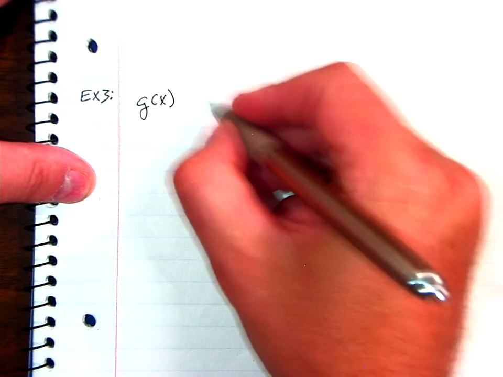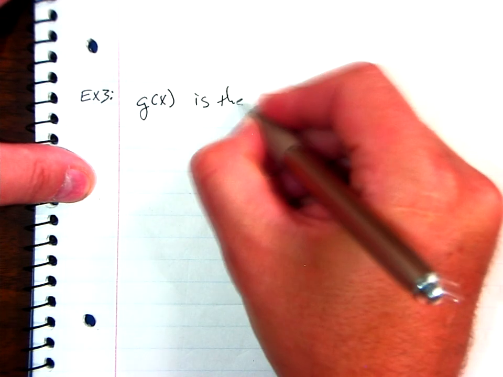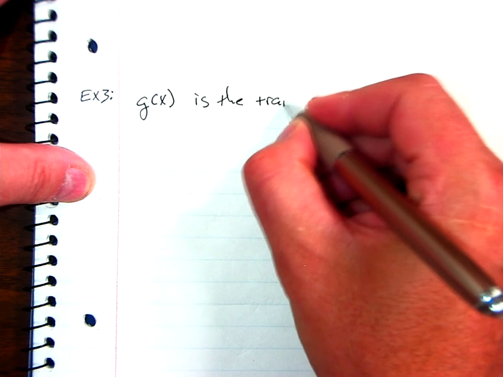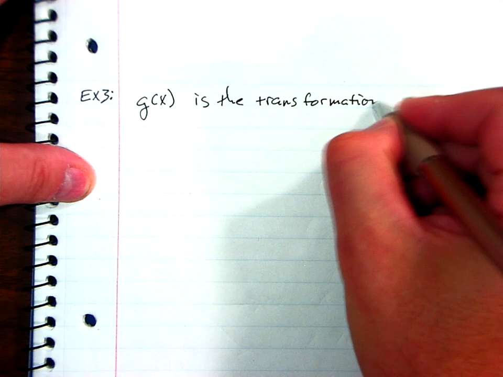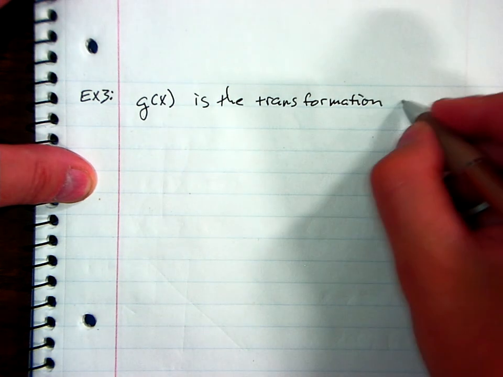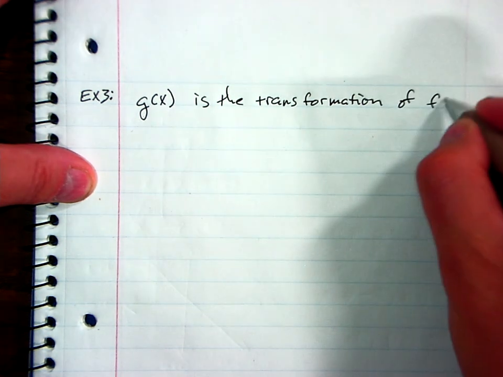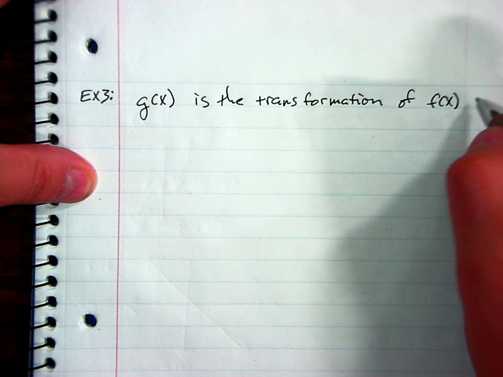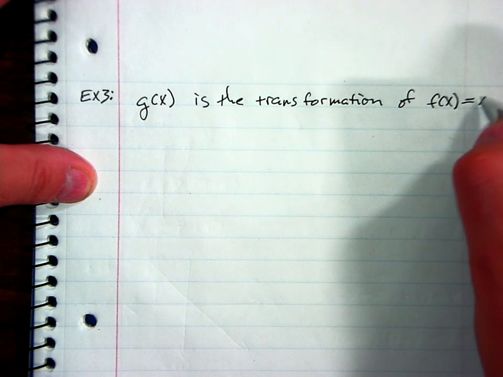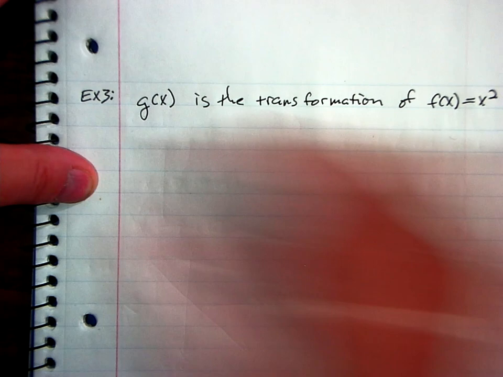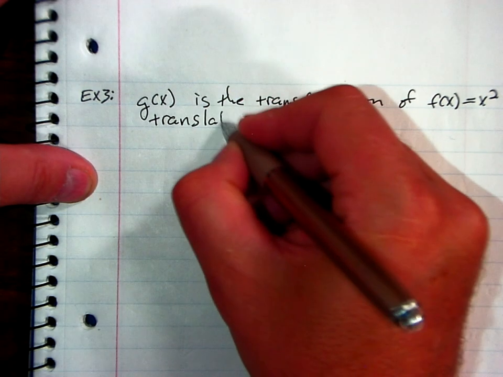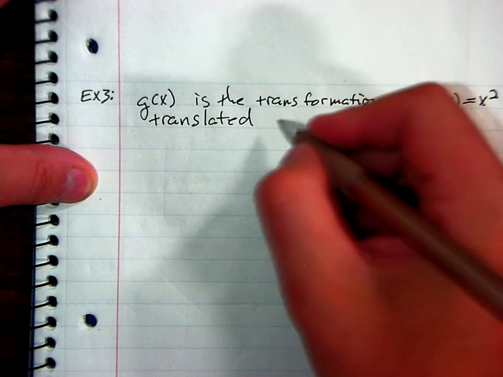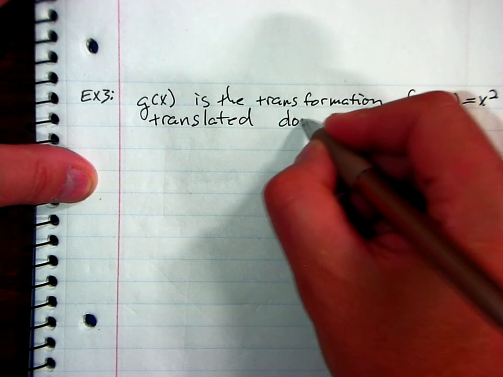g of x is the transformation of f of x equals x squared translated down 4 units.